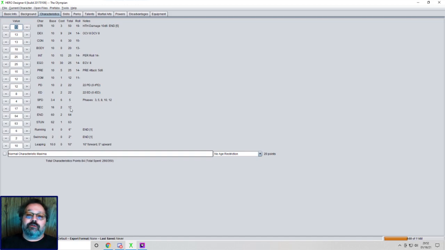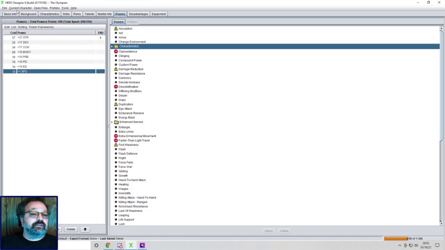Recovery is 17. Recovery works that you get your recovery stat back at the end of the turn in both stun and endurance. So the higher it is, the better off you are. And then 64 endurance, which is the energy you have to power your powers, your punch, your strength, what have you. And 63 stun. We'll probably bump those up a little bit simply because I like nice round numbers, but we'll see when we get finished with this. Alright, so coming back to powers, we've got some more that I want to put on. Those are the characteristics, though.